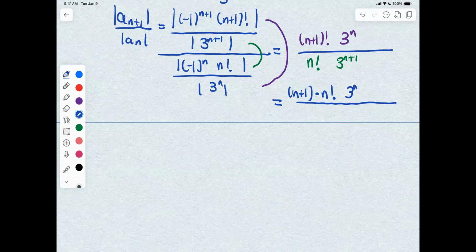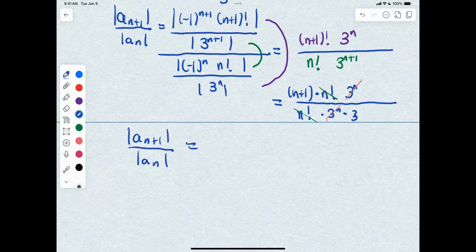And then 3 to the n plus 1, you can also break it as 3 to the n times 3, just to get some simplifications. So that will cancel out the factorials, and this will also cancel out the 3 to the n's. So just to summarize, what we just found is that the ratio of the terms is n plus 1 over 3.